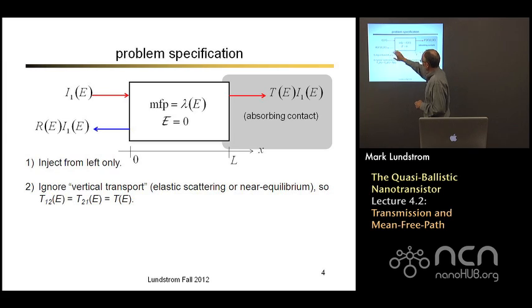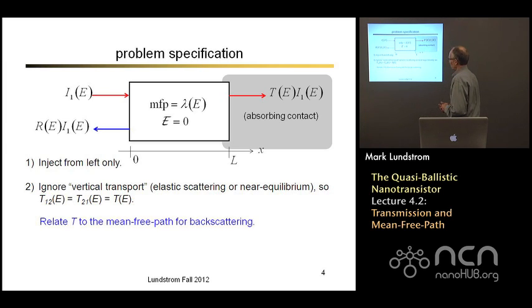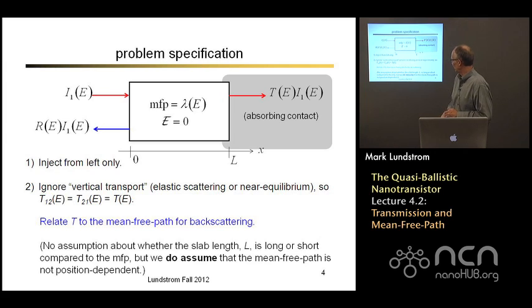Just like before, I'll inject from the left. I'll try to calculate t. The problem is specified that we have an absorbing contact at x equals L, which means no electrons come in from the right contact. We're going to ignore any kind of inelastic scattering here. So t sub left right is equal to t sub right left. And our goal is to relate t to the properties of this slab, basically to the mean free path. We're not going to make any assumption about whether the slab is many mean free paths long or whether it's short compared to a mean free path. It can be ballistic, it can be diffusive, it can be anything in between.